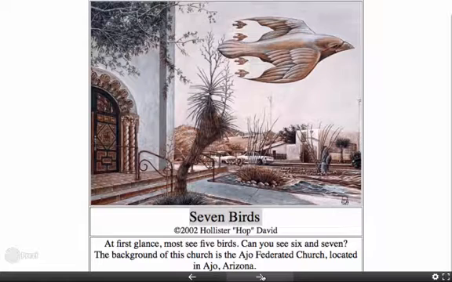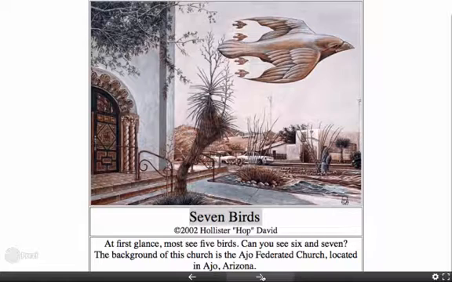Look at this picture here. Kind of a surrealistic picture by a really renowned tessellation artist named Hollister David, who also goes by Hop. Now, this is called Seven Birds. Now, look at the birds here. How many birds can you see? Right off the top of your head, give me a number.